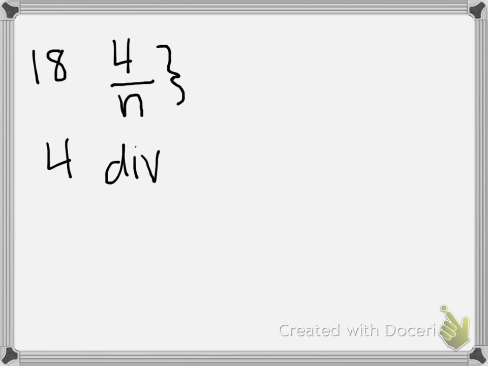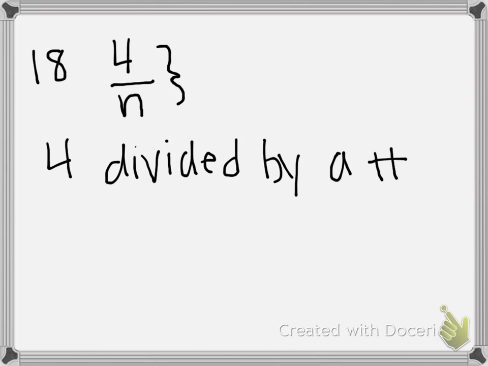Let's try number 18. Number 18 might be kind of tricky. I have 4 over n. Okay? Remember, this could be the same thing as division. So what I could say is 4 divided by a number, because n would represent some number. So I'm going to write by a number. 4 divided by a number. So I want you to try the other ones on your own.